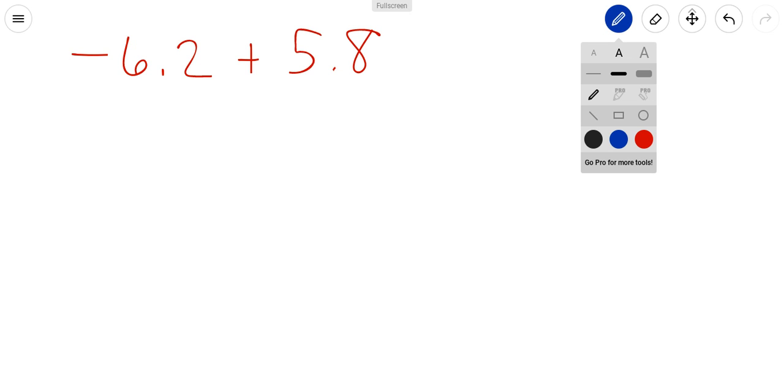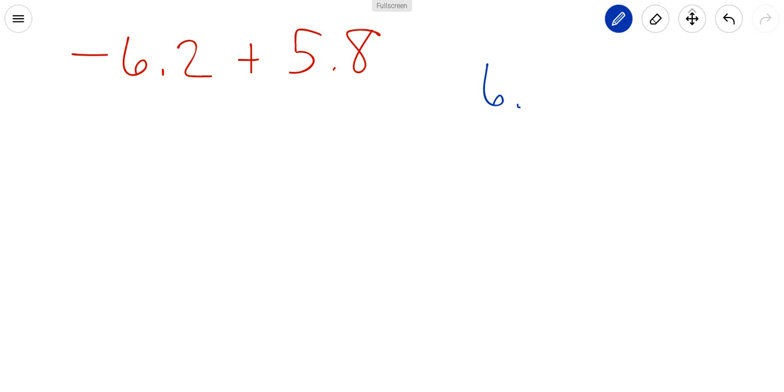Let's say I have negative 6.2 plus 5.8. Okay? First thing I'm going to see, different signs means I actually need to solve a subtraction problem here. Now, the most important thing to remember when we work with decimals is that the larger decimal needs to go on top, and we need to line up the decimal places. So in this case, I'm going to line up the decimal places. So I have 6.2 over 5.8.